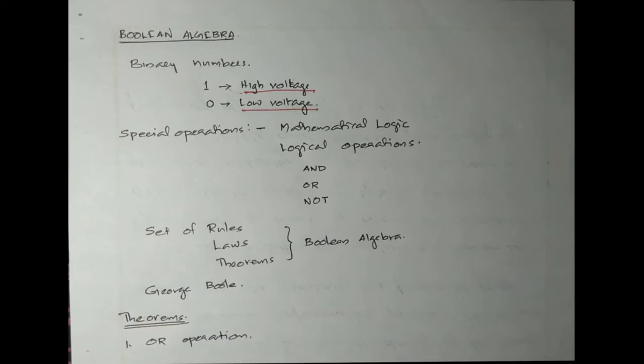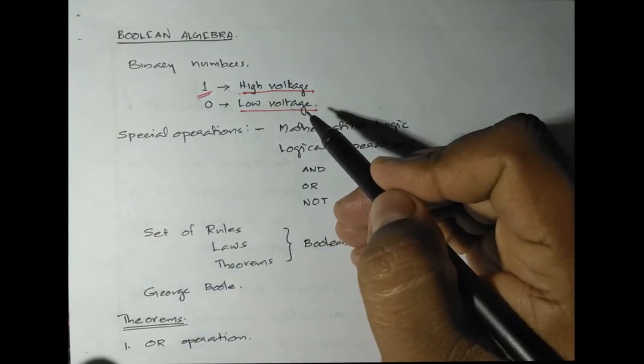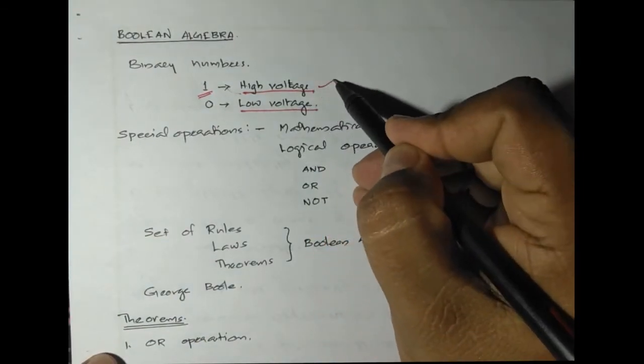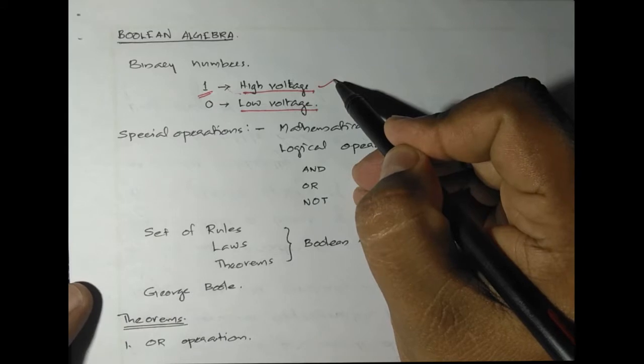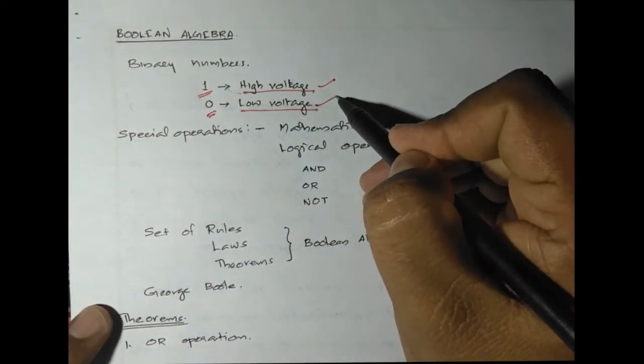Hello. In the last classes, we were discussing binary numbers. Binary numbers are very much used in digital electronics. Particularly, they are used to represent voltages. For example, a 1 in the binary number system could be used to represent a high voltage in a digital electronic system, and a 0 could be used to represent a low voltage.